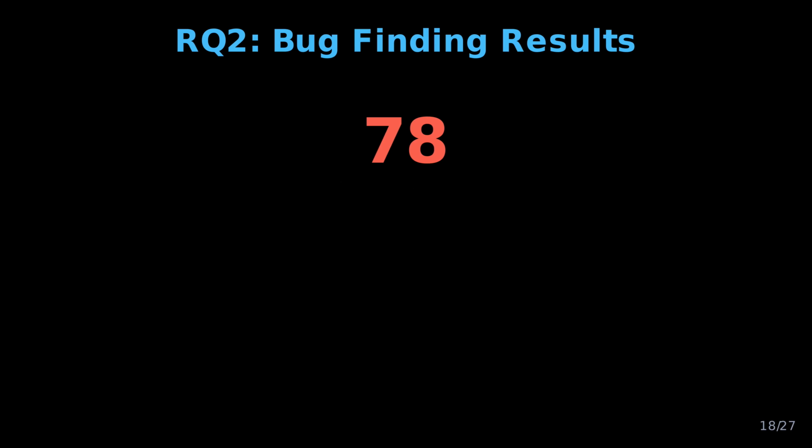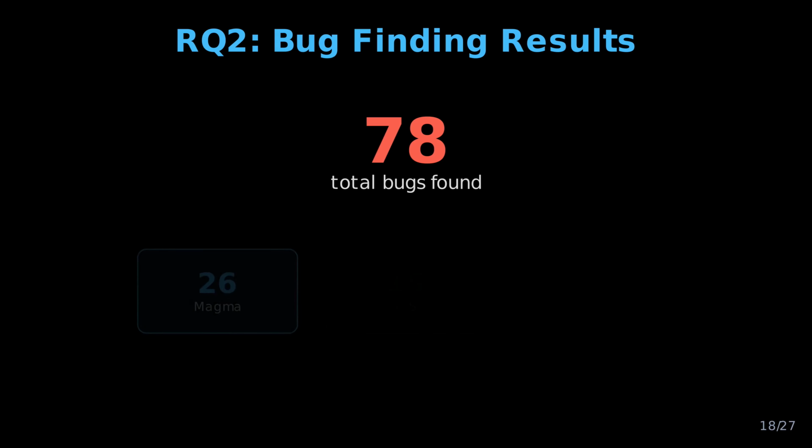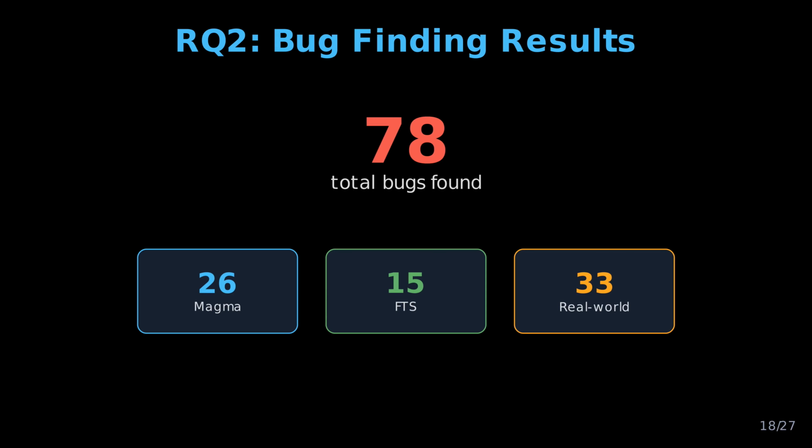Now for the most important question: do minimized corpora actually find more bugs? Across all benchmarks, 78 bugs were found in total, 26 in Magma, 15 in FTS, and 33 in real-world targets. The key finding is that minimized corpora consistently outperformed both empty seeds and full corpora. The full corpus is particularly problematic. On targets like libjpeg, where the fuzzer achieved less than 1 execution per second with the full JPEG corpus of nearly 120,000 files, the fuzzer literally couldn't finish a single pass over the corpus in 18 hours, let alone perform any useful mutations. The minimized corpora found bugs reliably and efficiently, with the specific minimization tool being largely inconsequential. What matters is that some minimization happened.